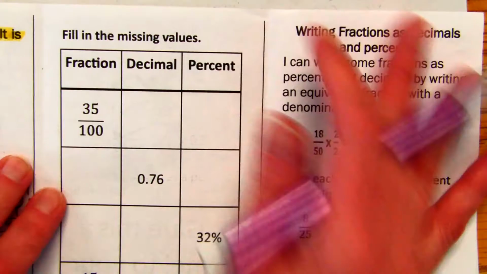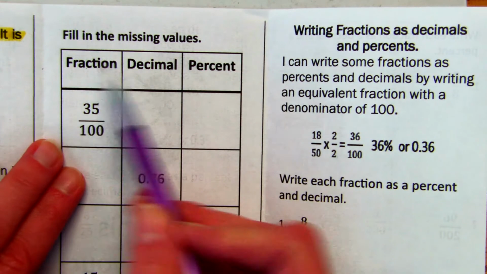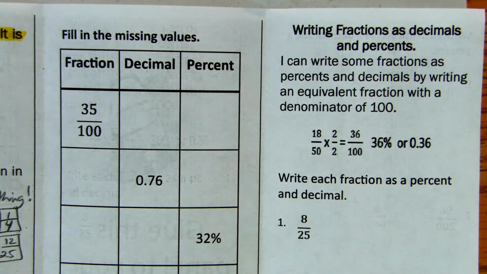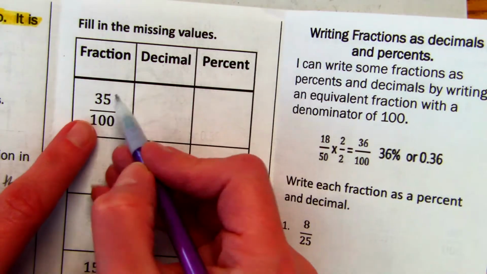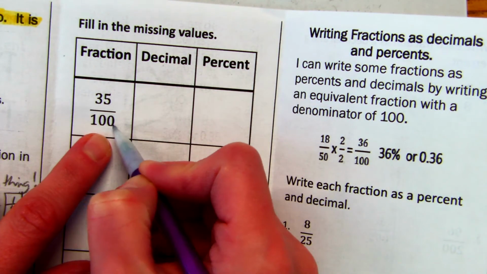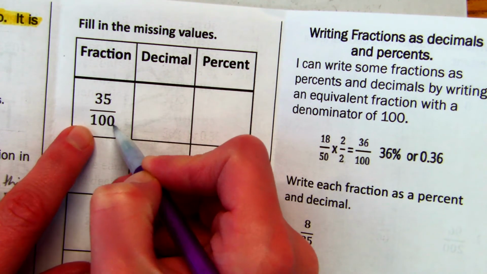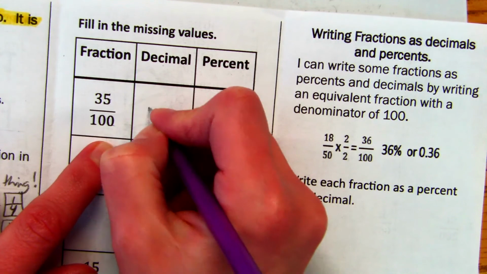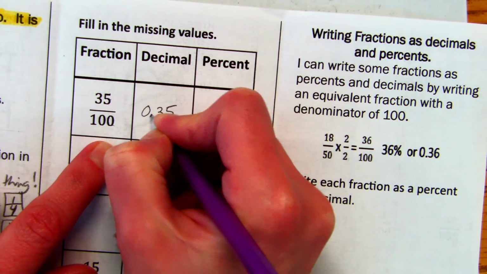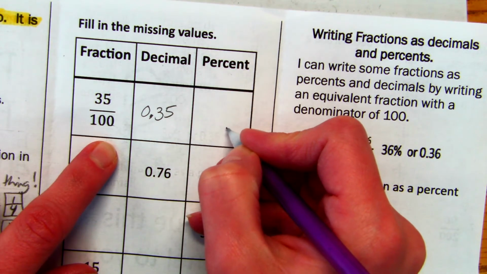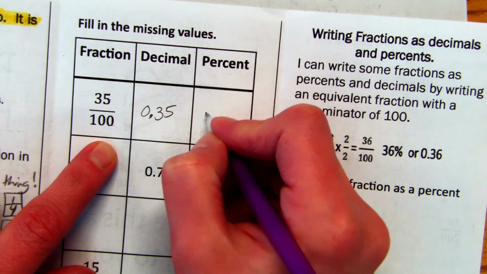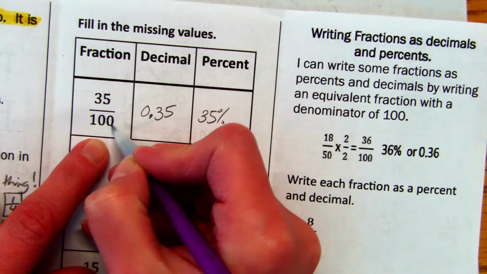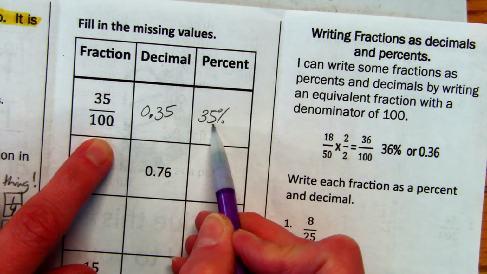Okay, so if we move to the next section, it says fill in the missing values. We have fractions, decimals, percents. We're going to practice going back and forth between all of those. So it's going to use the stuff we had in our last test a little bit. So if I say 35 over 100, that's 35 hundredths. How do I write that as a decimal? Priya? 0.35. And then how do I write that as a percent? Shay? 35%, because it's out of 100, right? So when this is out of 100, that's what percent is.